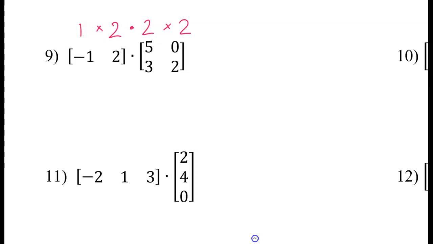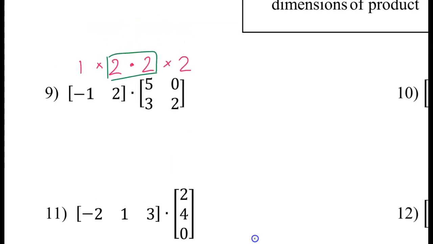Our 2 middle numbers match. So can we multiply this? Yes, because our 2 middle numbers match, we can. And they then want to know what is the size of our product. The size or order of our product matrix is the outside numbers. So this is going to be a 1 by 2. It's going to be a 1 by 2.